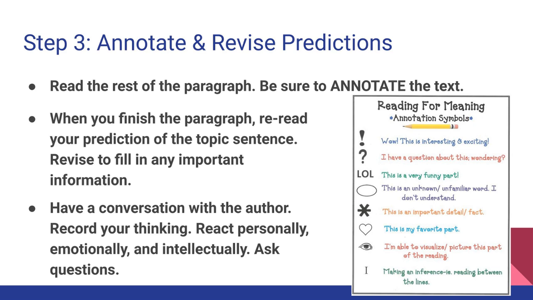So, what kind of notes do you take? Those kinds of notes that appear in the margins of a text are called annotations. When we annotate, we are having a conversation with the author and recording that conversation. So, what kinds of conversations do we have with the author? Well, we have personal, emotional, and intellectual conversations as we read.